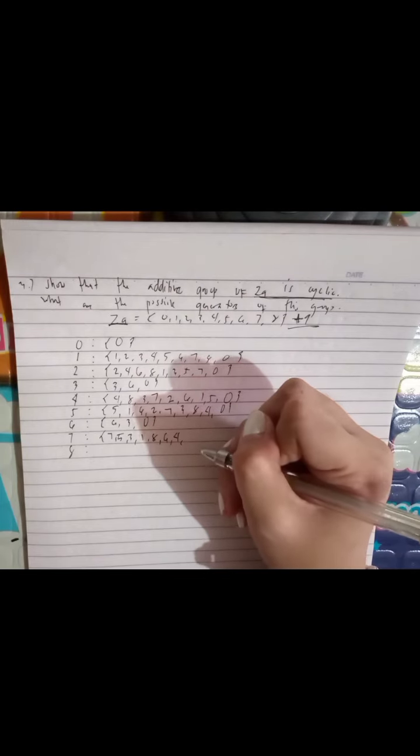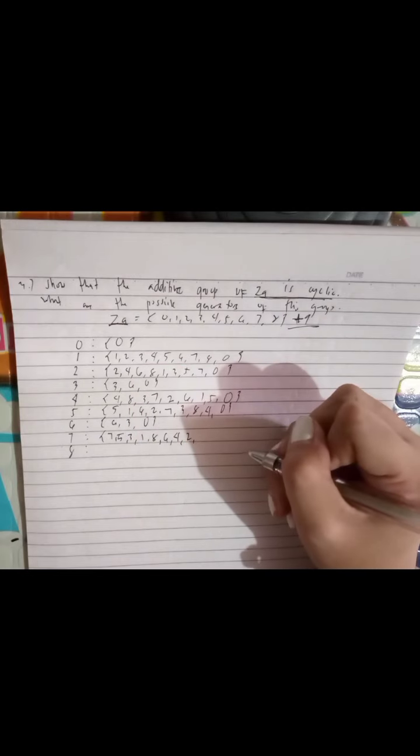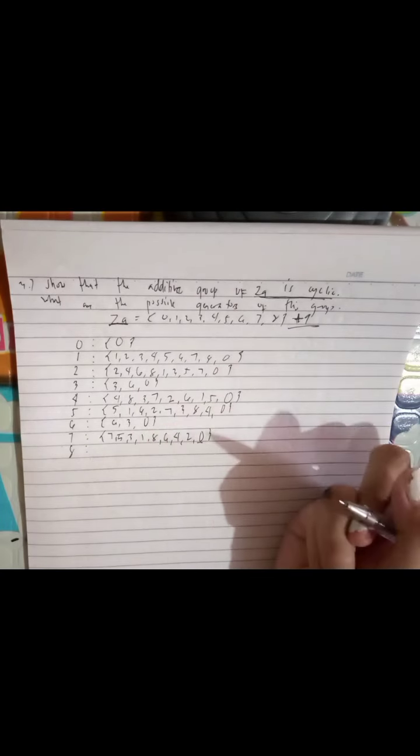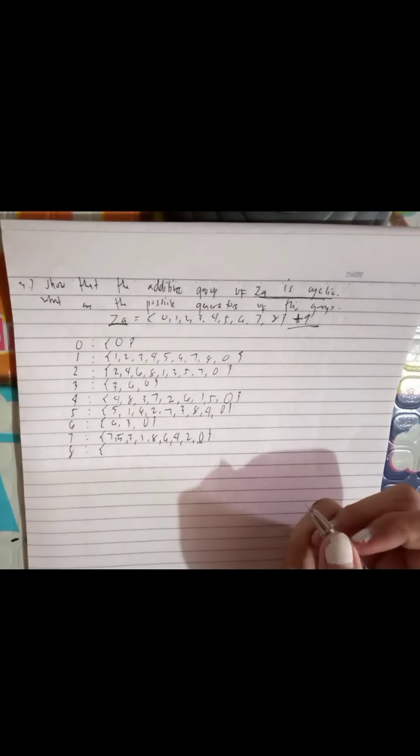Then 7 raised to 8 is 56. Modulo 9, so we have 2. Then 7 raised to 9 is 63. And modulo 9, we have 0. So, mag-stop na tayo dahil nahanap na natin yung identity. Next, sa element naman ng 8.